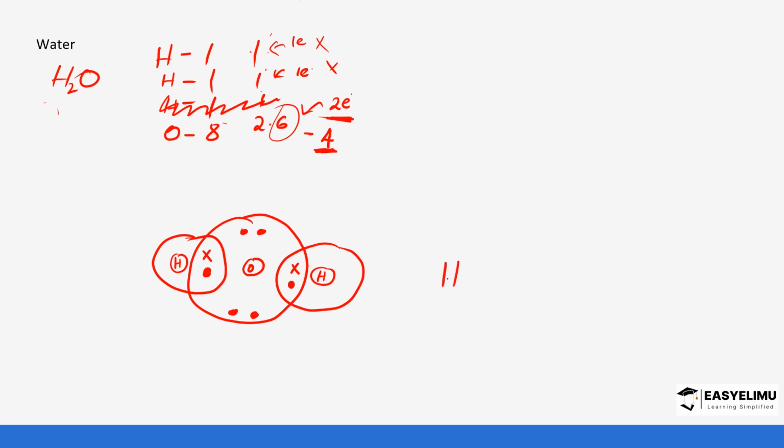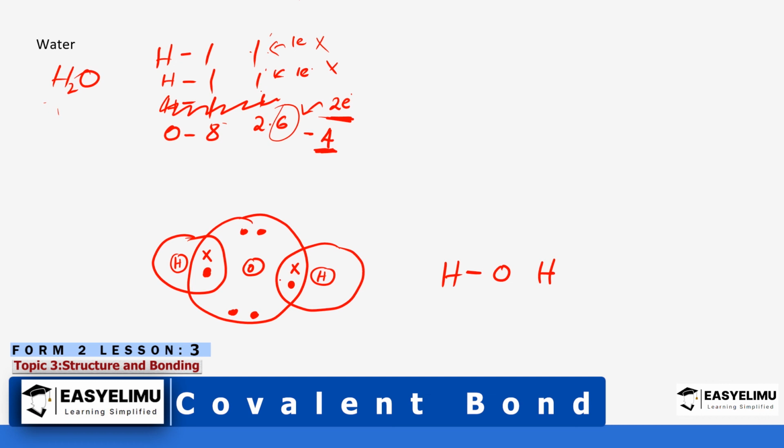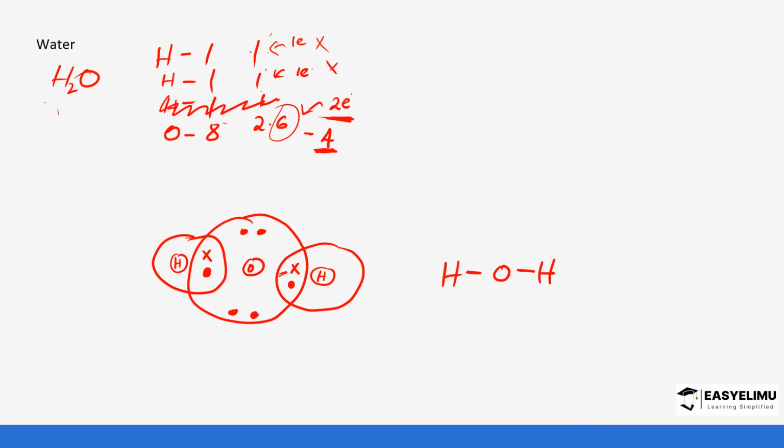So we have hydrogen, oxygen, and hydrogen. So these two, a pair of electrons, is going to represent one line. This pair of electrons is going to represent another line. And then we put the remaining electrons outside the specific atoms. So this is now another way to represent the covalent bond.